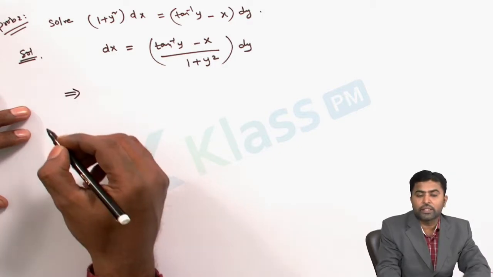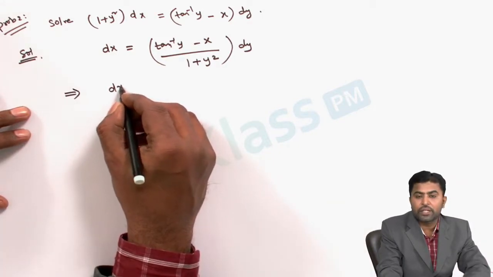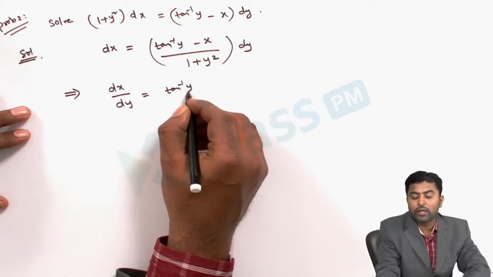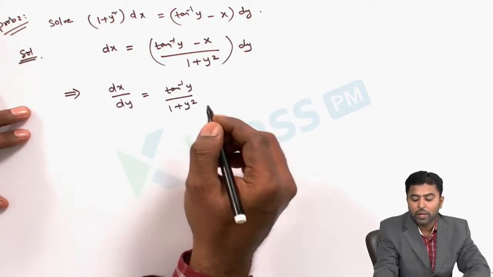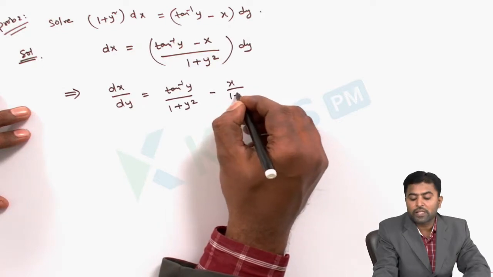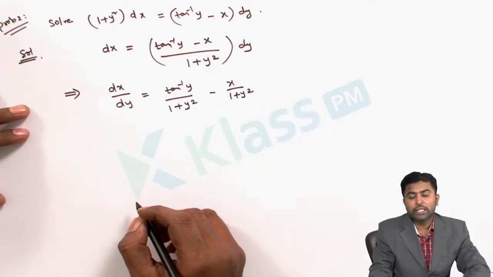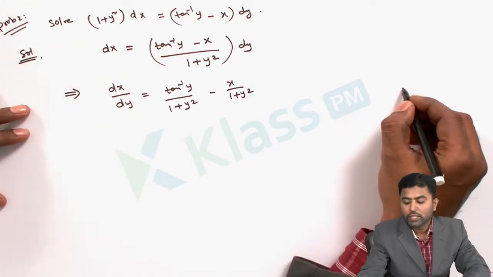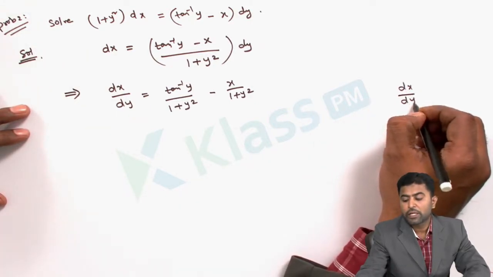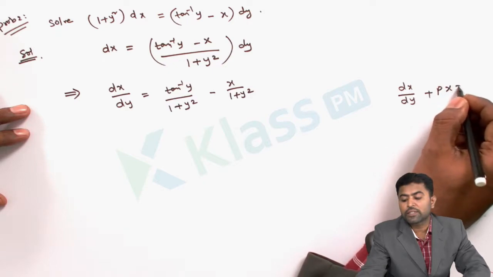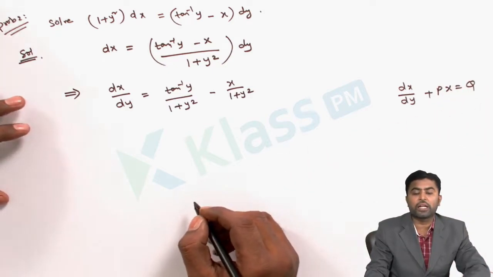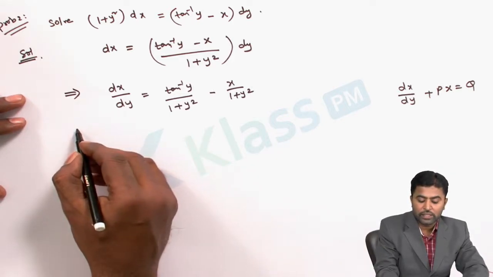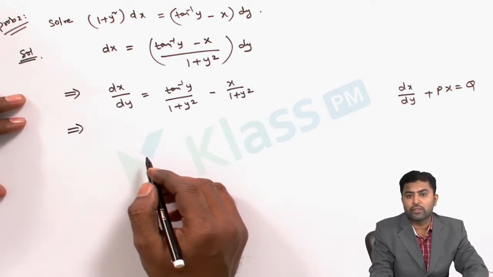Then rearranging the terms, I get dx/dy = (tan inverse y)/(1 + y²) − x/(1 + y²). Then we know that the linear differential equation in x is of the form dx/dy + Px = Q, where P and Q are functions of y. So we have to arrange this differential equation in the same way.